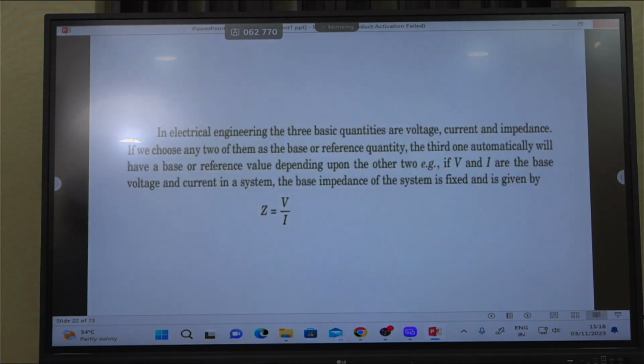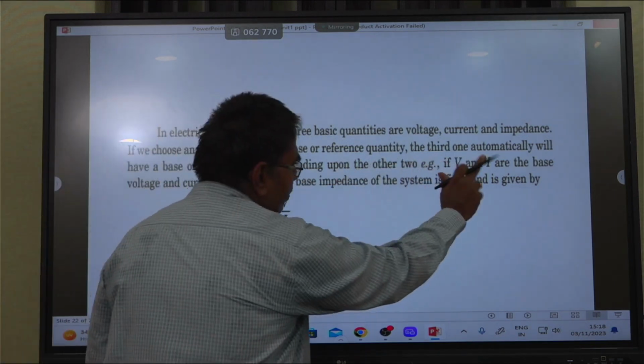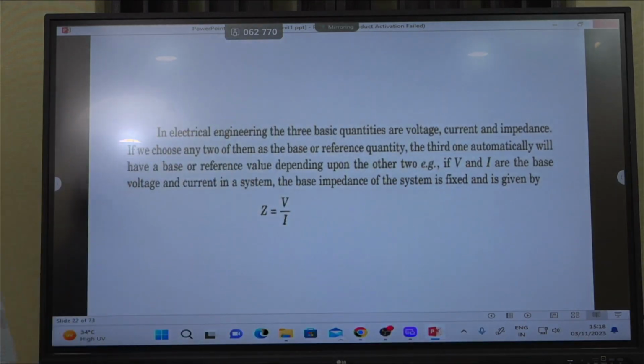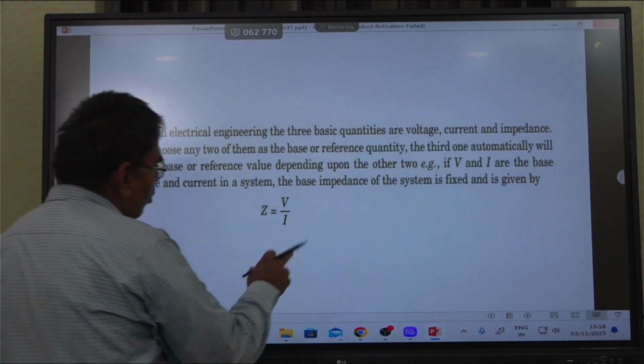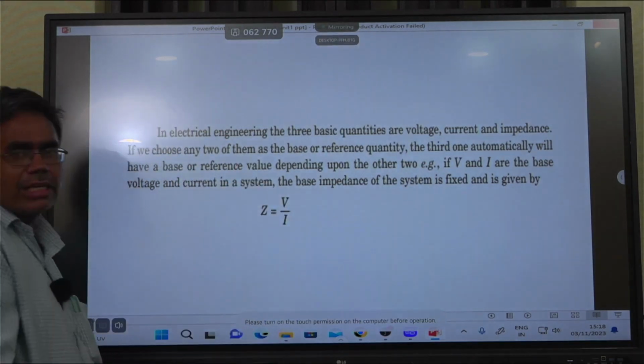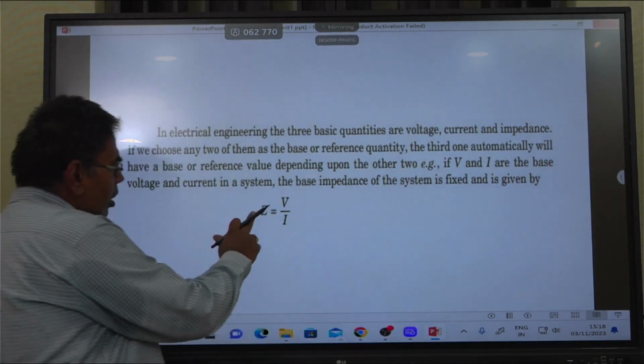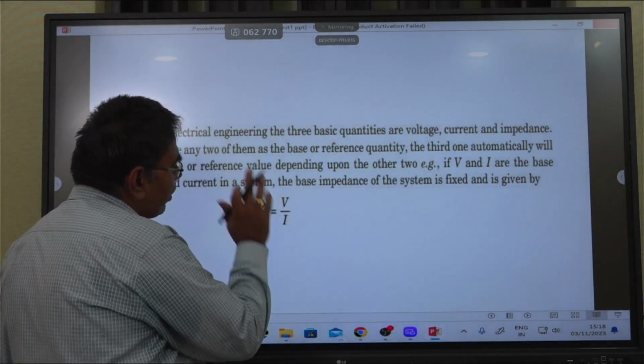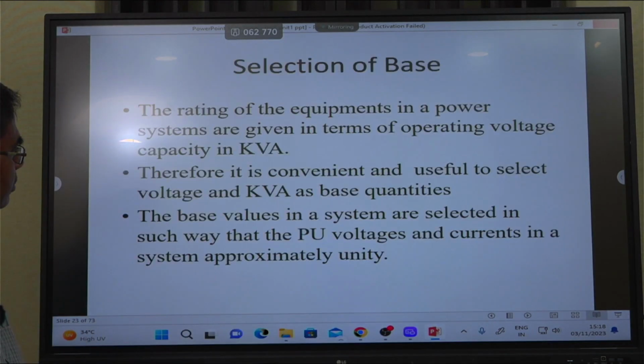In electrical engineering, the three basic quantities are voltage, current, and impedance. Among these three quantities, we select two quantities as base or reference values. The third one is automatically a base or reference value in relation to the other two. For example, the voltage and current both are selected as base quantities. The impedance is also a base quantity in relation between the voltage and current.